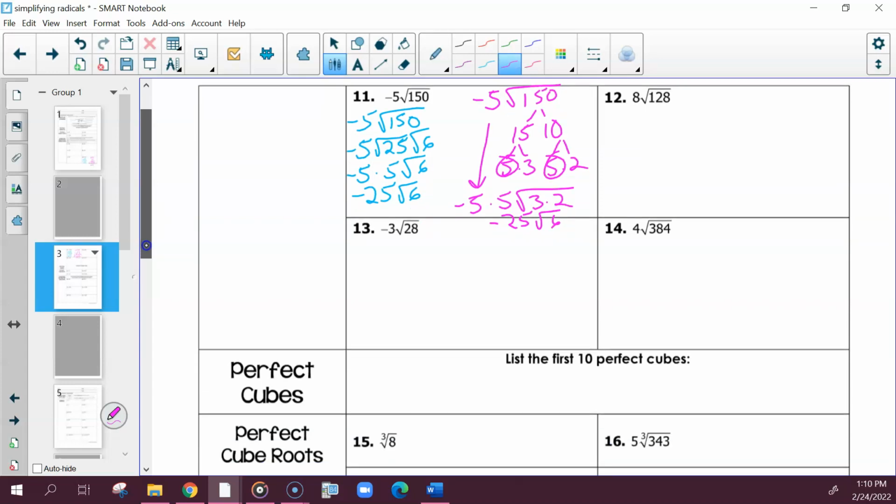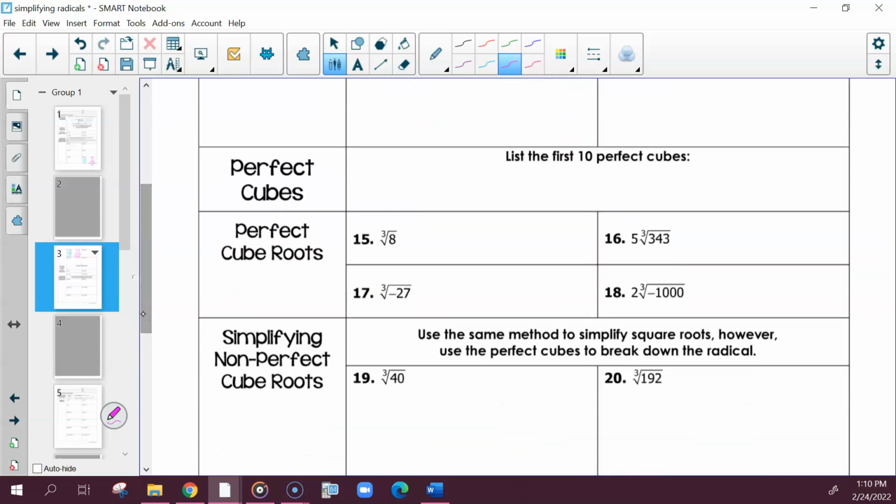Alright. So we've talked about how to simplify perfect squares or square roots. Now we're going to do perfect cubes. So just like you would find perfect squares, multiplying 1 times 1, 2 times 2, and so on and so forth, you're going to do the same thing, but you're thinking 1 times 1 times 1, or 1 to the third, which is just 1. 2 to the third, which is 8.